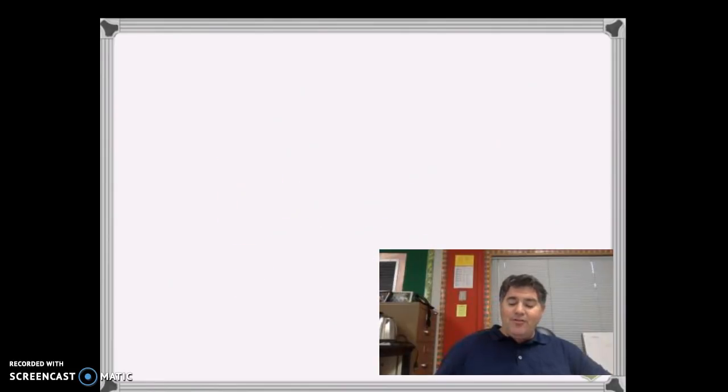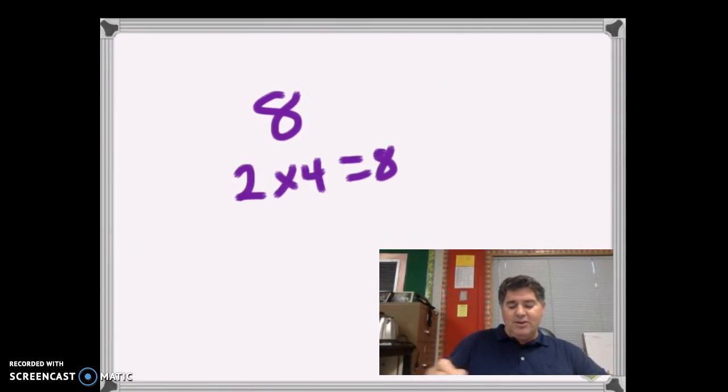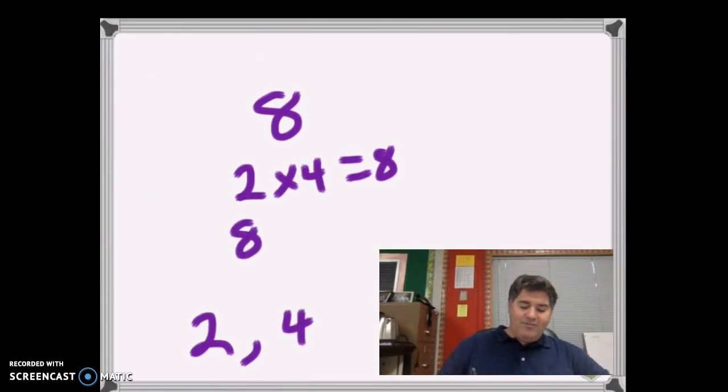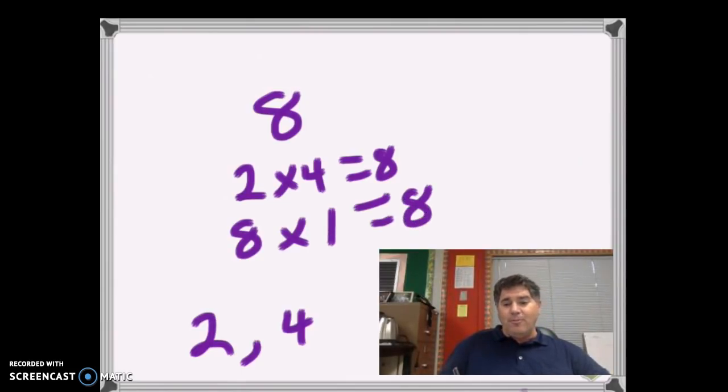Let's look at another one. Let's look at the factors of 8. Seems like there wouldn't be that many, but there's probably more than you'd think. Of course, you can say 2 times 4 equals 8. You could also say 4 times 2, but you don't need to because you've already got those numbers. So we know that 2 is a factor and 4 is a factor. You guys know any other factors? Of course, 8 times 1 equals 8. So 8 and 1 are factors as well.